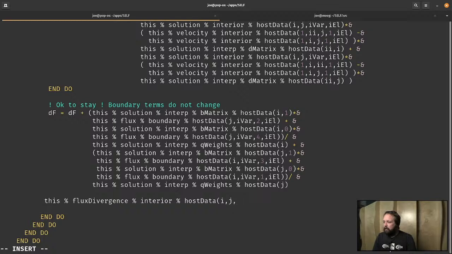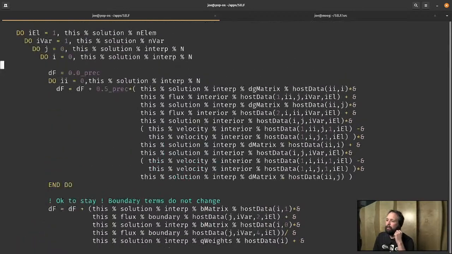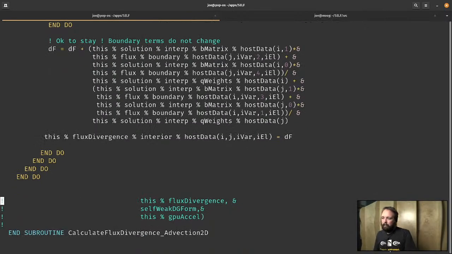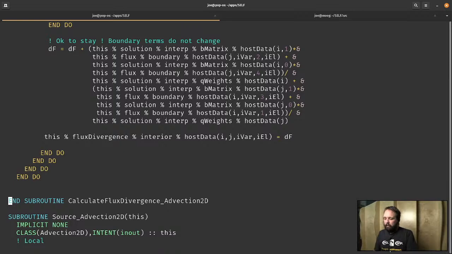All right, so we got ij, ivar, il equals df. In the end, we use that accumulator, we pick up all this stuff in between, and we lump it into the flux divergence. Okay, I'm gonna go ahead and get rid of this comment down below. So let's make sure this compiles.